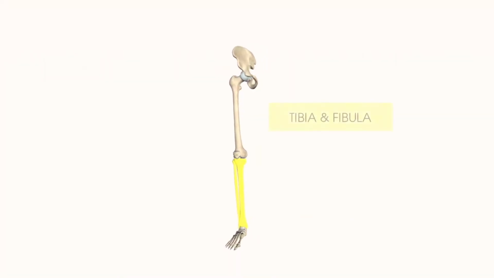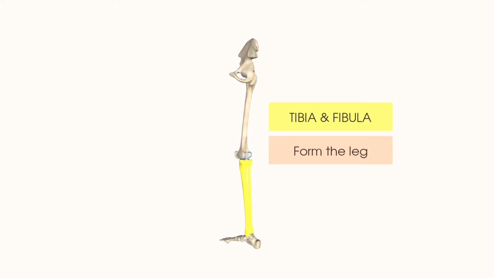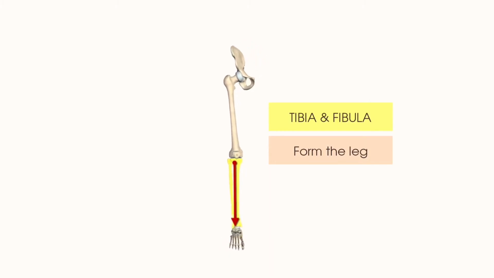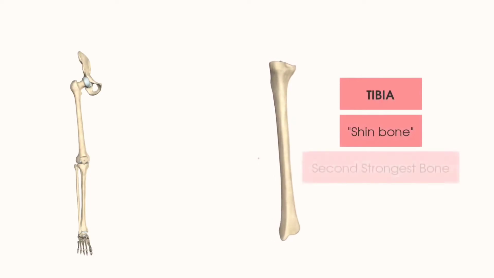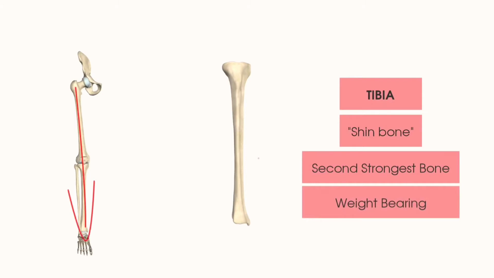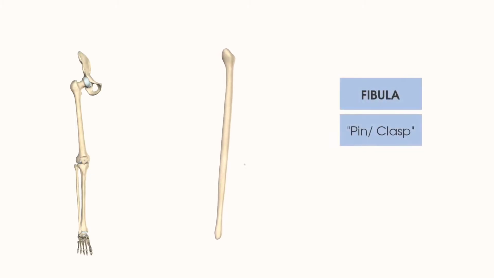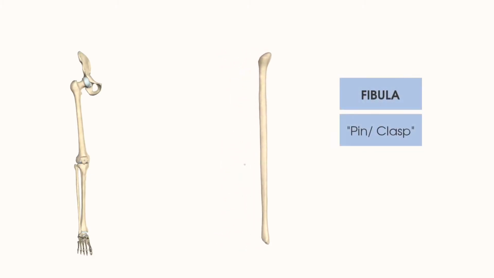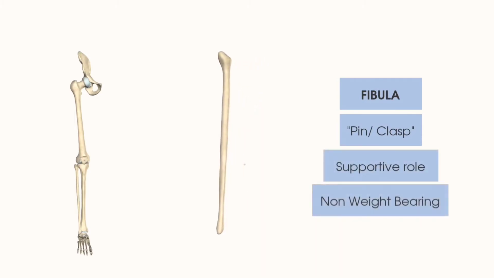So firstly, the tibia and the fibula form the leg, and remember that we're referring to this in an anatomical sense, where the leg refers to that which is from the knee and below. The tibia, which is commonly referred to as the shin bone, is the second strongest bone in the human body, and it carries all of our weight down through and into the foot. Whereas the fibula, which is Latin for pin or clasp, provides much more of a supportive role, so it has a very insignificant role in weight bearing, and in literature this is stated to be less than 10%.